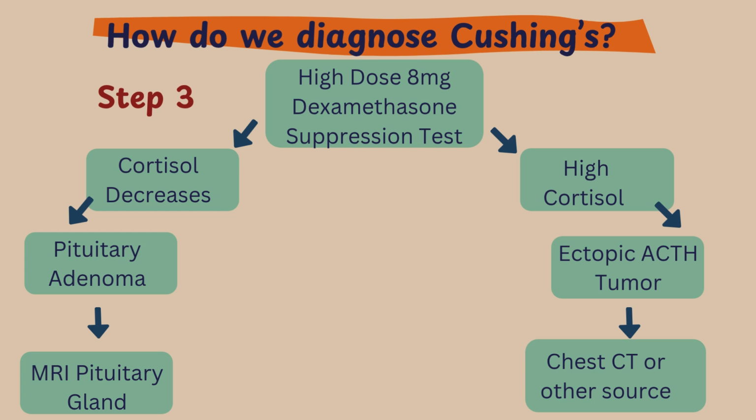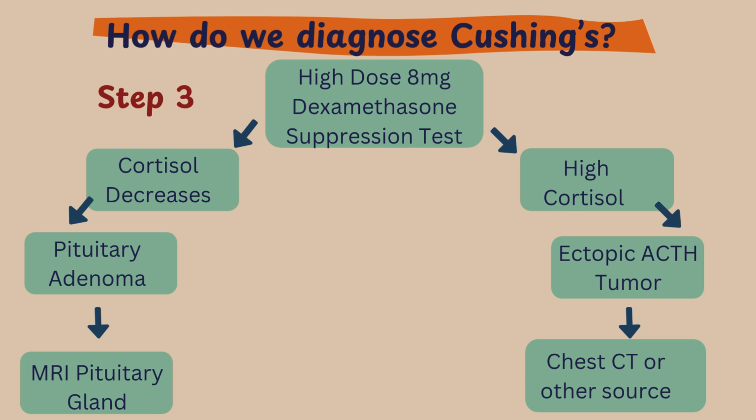In an ectopic tumor, the ectopic tumors do not respond to any high level of steroid and continue to be in overdrive, releasing ACTH and releasing cortisol. So we'll see high levels of cortisol remaining.